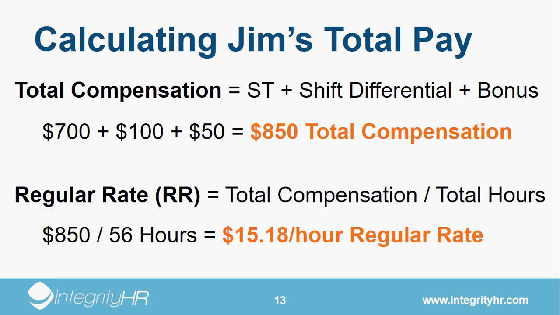Now, our step 2 in our 3-step process is to take a look at his total pay. So if you take a look at this slide, you can see his straight time pay plus the shift differential plus his bonus comes up to $850 total compensation. And to calculate his regular rate of pay, you take total compensation divided by total hours, and that's going to come up with $15.18 per hour for his regular rate.